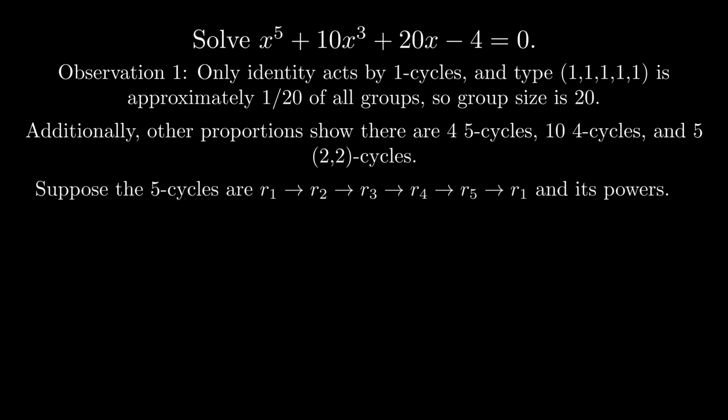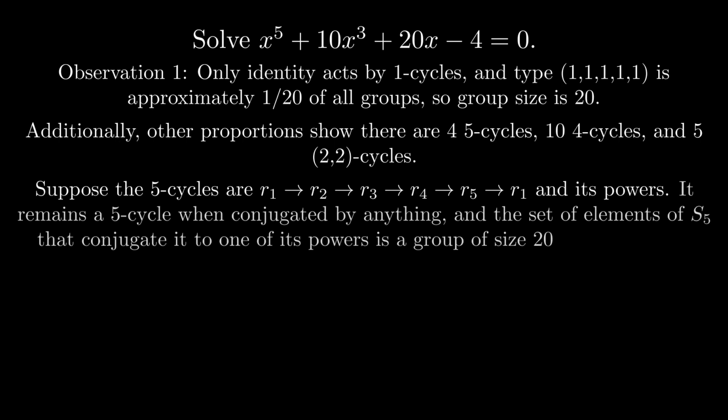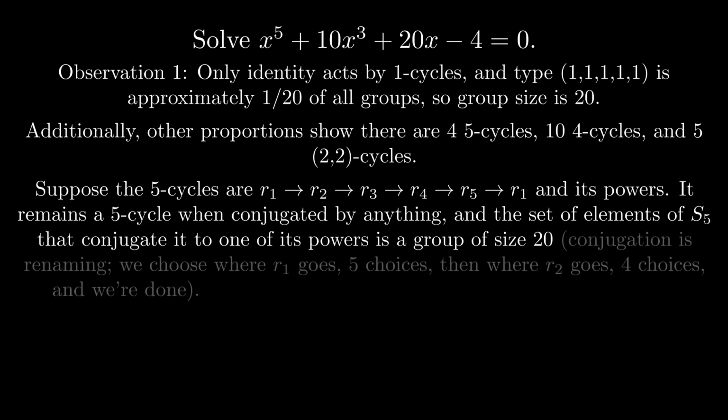Start by labeling the roots so that the 5 cycle permutes R1, R2, R3, R4, and R5 in a cycle, and its powers. When you conjugate by any other group element, applying it, then the 5 cycle, then its inverse, all that does is relabel the 5 cycle's roots via the other group element, so what remains is still a 5 cycle and is still in the subgroup. The point is that among all permutations of the 5 roots, the only ones that conjugate this 5 cycle to one of its powers are 20 of them, which must be the 20 elements of the group.